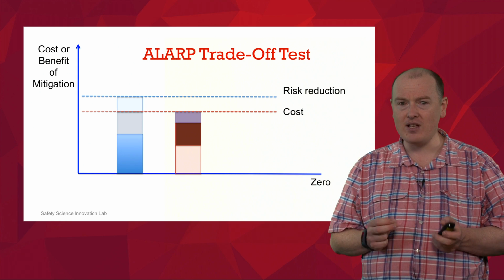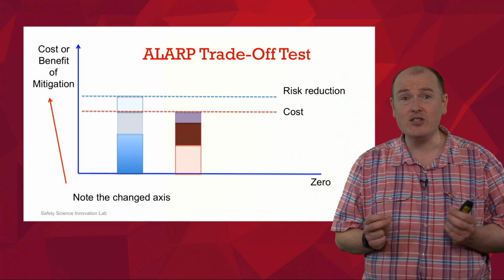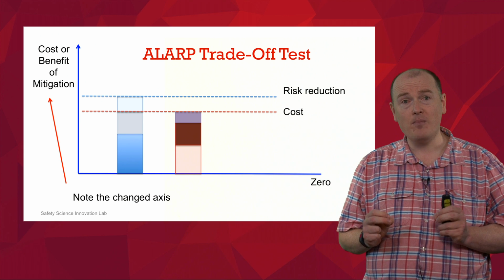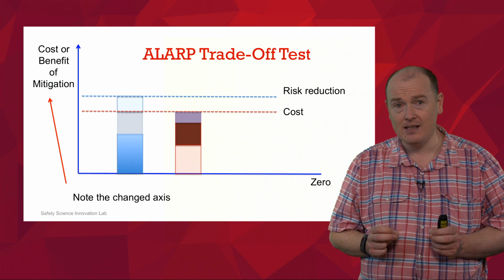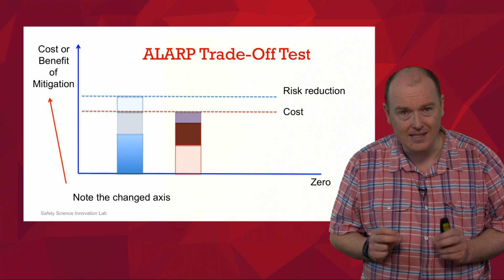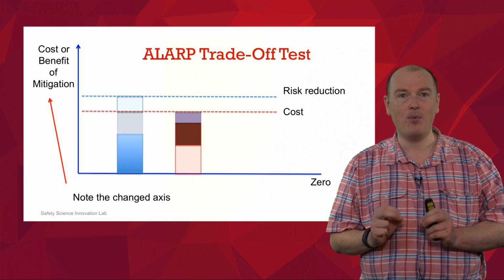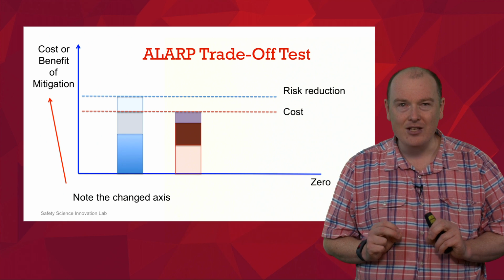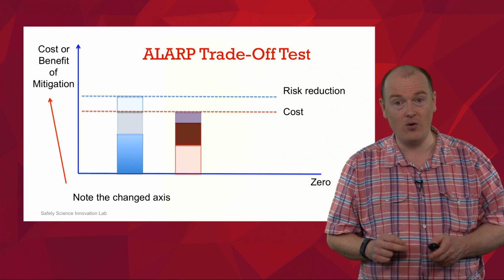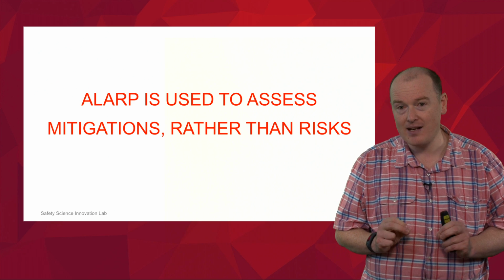Now, it looks superficially similar, but note the really big change in this diagram is that I've changed the unit of measurement of the axis. Previously, we were comparing costs and benefits. What we're doing now is weighing up the costs and benefits not of the risk itself, but of the mitigation. And that's the fundamental point of ALARP: ALARP is actually an assessment of mitigations, not a direct assessment of risk at all. We use ALARP to assess whether mitigations are reasonably practicable.